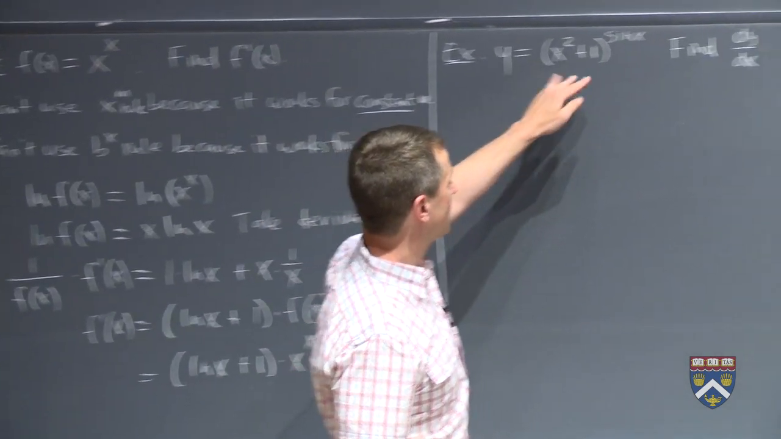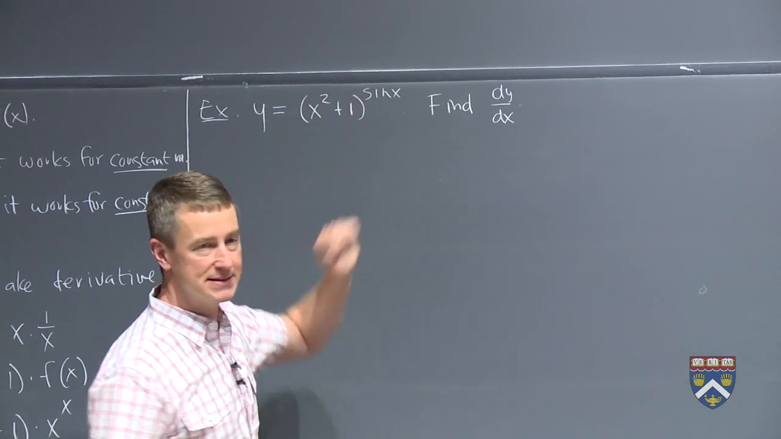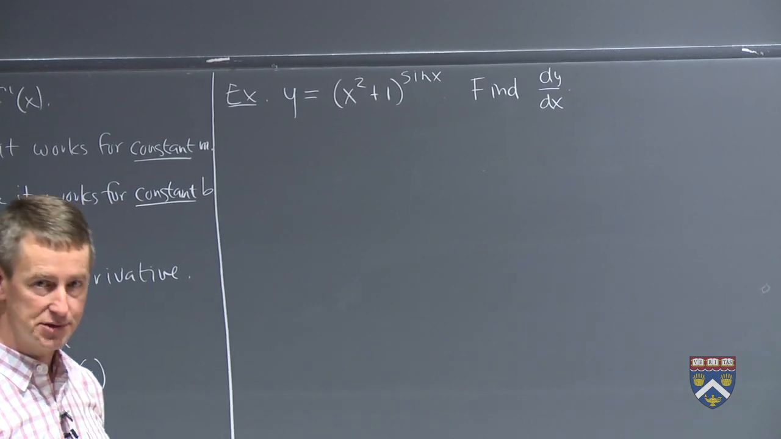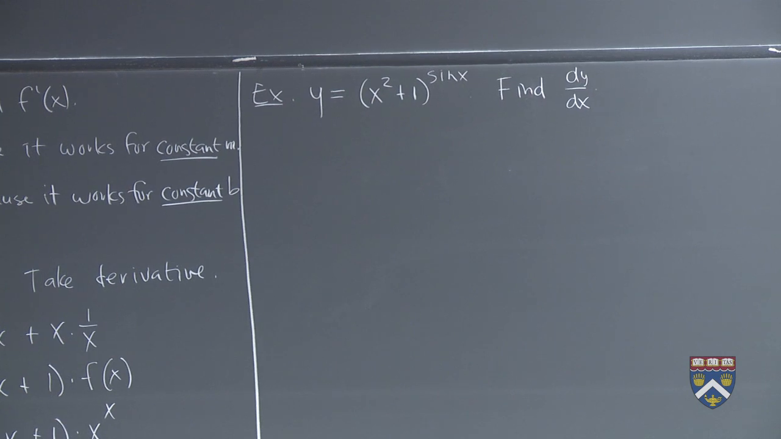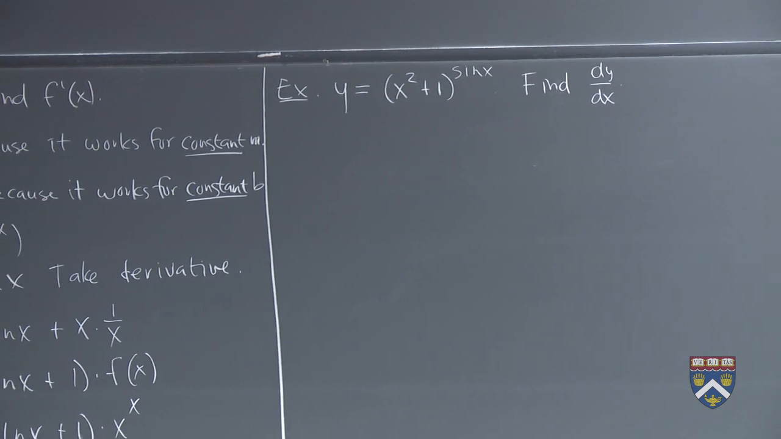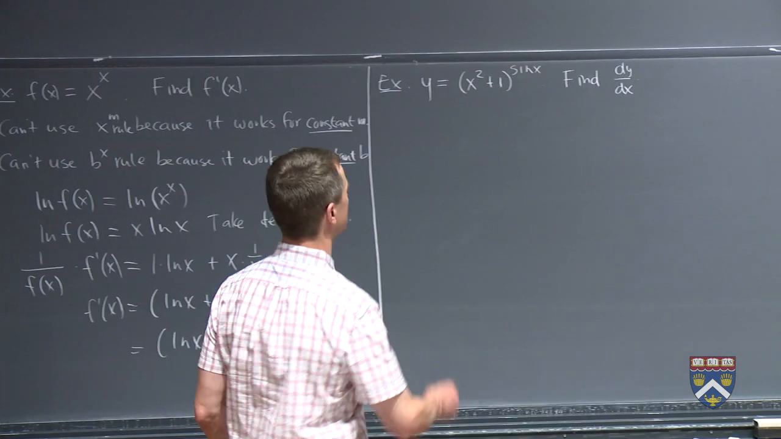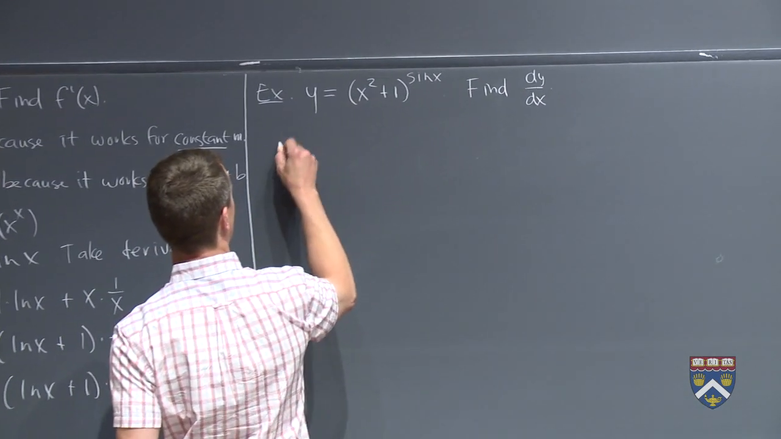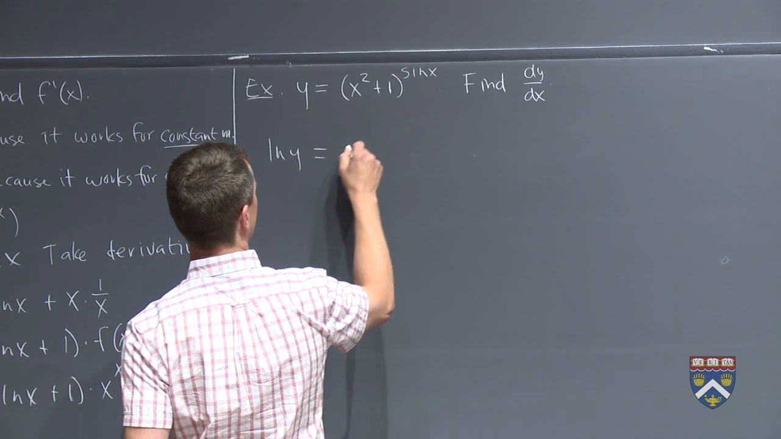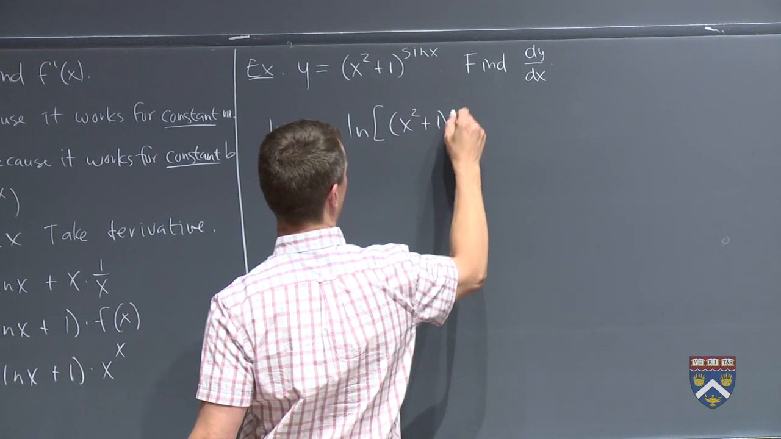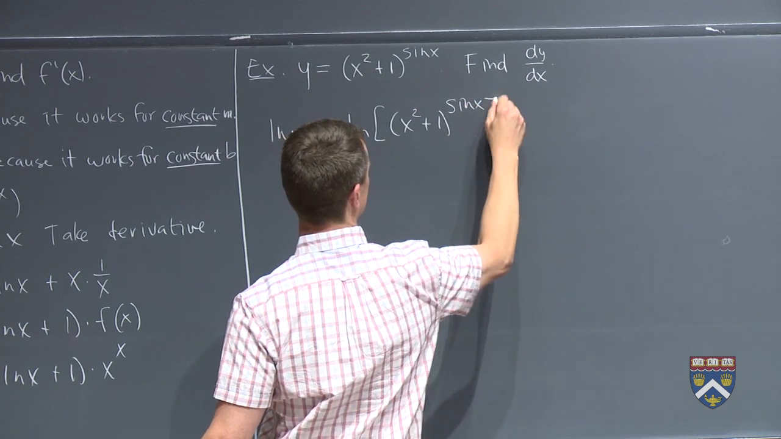So here we've got another one where we've got something with an x raised to something else with an x, meaning our power rule doesn't apply and our b to the x rule doesn't apply. So we need to do logarithmic differentiation. That's what this technique is called. Take the log of both sides first and then differentiate. So I'm going to take the log of this side. That's going to be ln of y. I'm going to take the log of this other side, x squared plus 1 to the sine of x, like that.